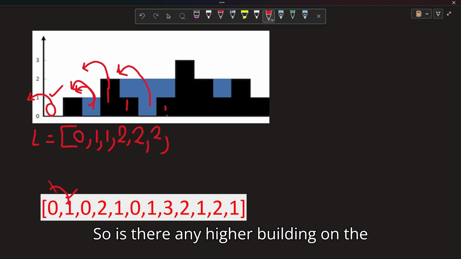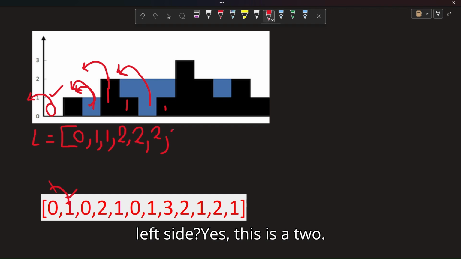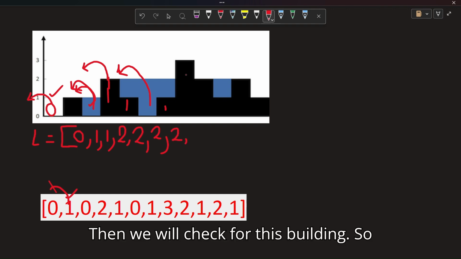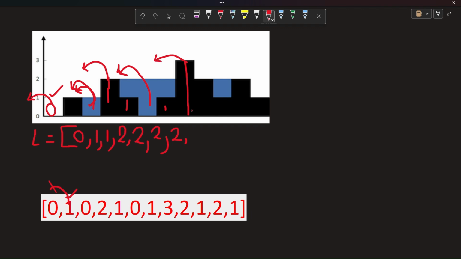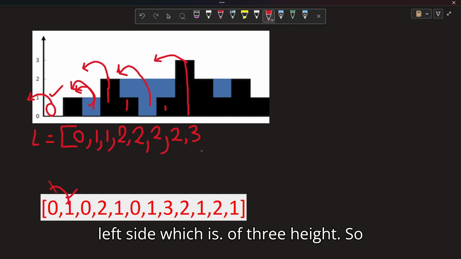So is there any higher building on the left side? Yes, this is 2. Then we will check for this building. Is there any building on the left side which is higher than this building? No, there is no higher building on the left side than this one, which is of height 3. So we will store 3 here.